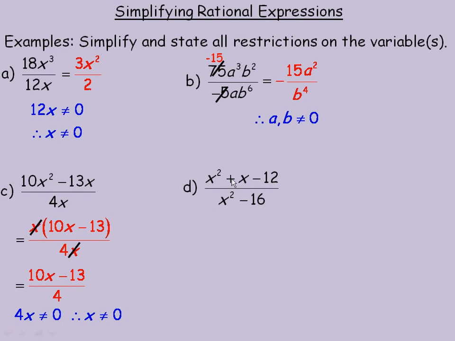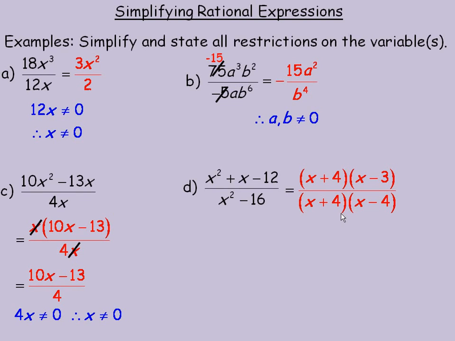For D, we start getting a little larger expressions. We need to factor x squared plus x minus 12 in the numerator and x squared minus 16 in the denominator. To factor the numerator, we're looking for two numbers that add to 1 and multiply to negative 12, and that would be 4 and negative 3. And x squared minus 16, that's the difference of two perfect squares. X squared and 16 are both perfect squares. So that would factor into x plus 4 times x minus 4.